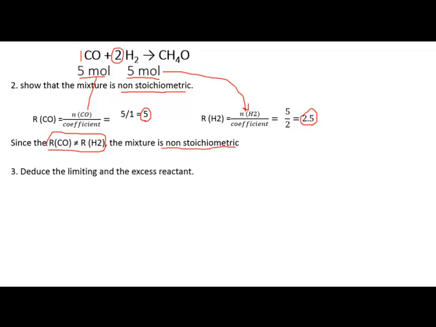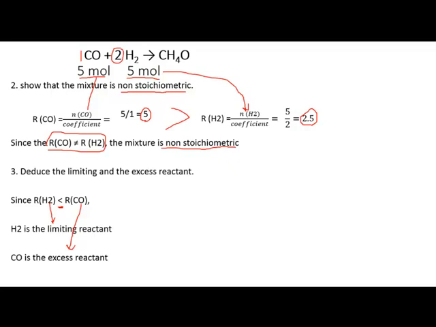Part 3. Deduce the limiting and the excess reactant. According to the previous part, since the ratios are not equal and since the ratio of carbon monoxide is greater than the ratio of hydrogen, we can conclude that the hydrogen gas is limiting and the carbon monoxide is the excess reactant. The hydrogen has the smallest ratio, so hydrogen is limiting and carbon monoxide is the excess reactant.